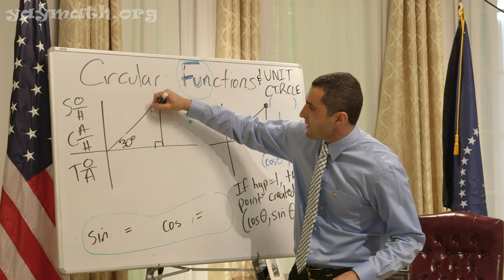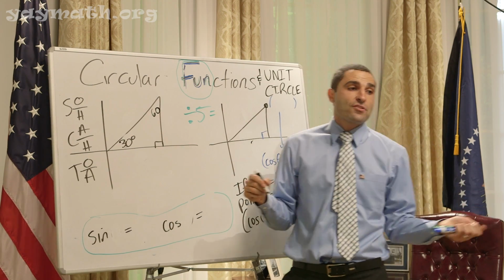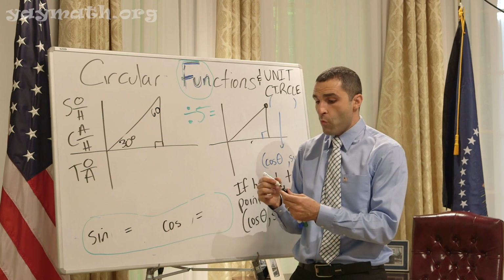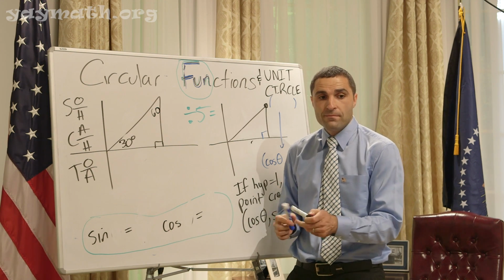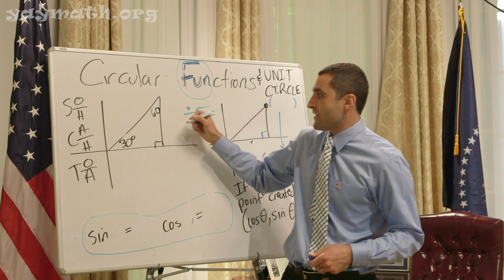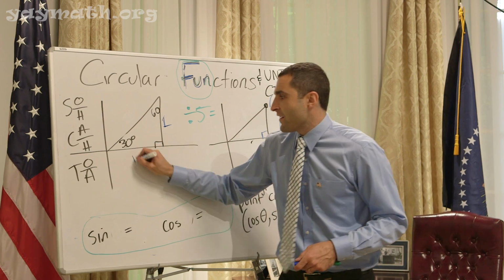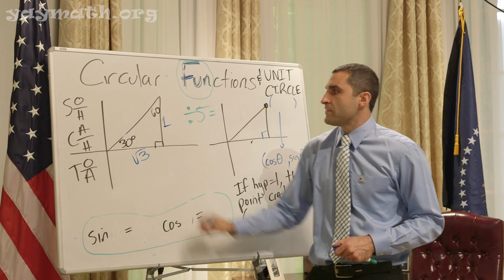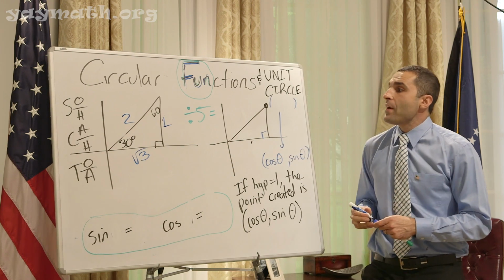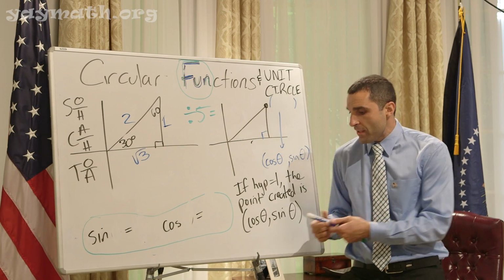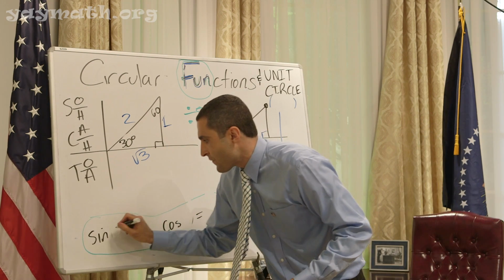So 30. Here's 60. Now a traditional 30, 60, 90. Where does the 1 go? Across from a 30. That's right. Where does the root 3 go? Bottom. Very good. And where does the 2 go? Hypotenuse. Very good. Let's go ahead and get sine of 30 and the cosine of 30, shall we?